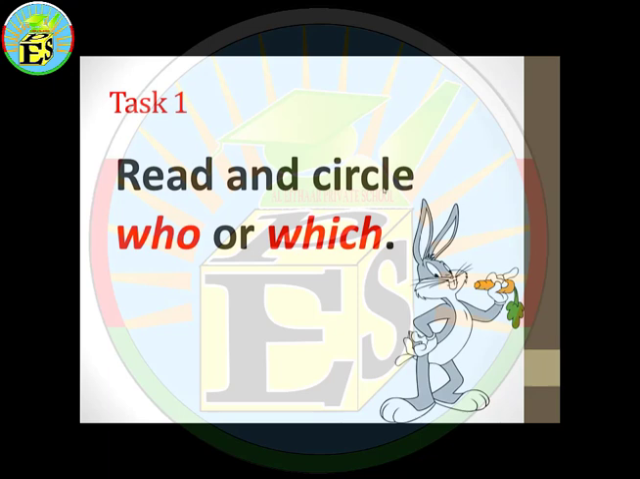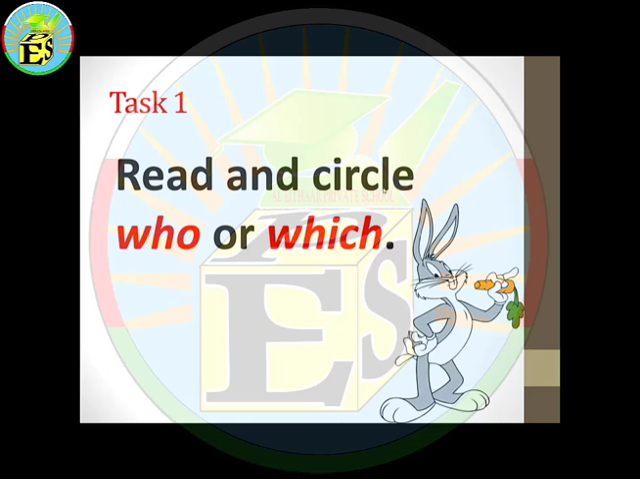Let's move to picture number 2. These are the shoes. Who or which got wet in the rain? In this sentence, we are talking about the shoes. When we talk about things, what is the relative pronoun that we have to use? Picture number 3. This is the cup who or which broke. We're talking about the cup, and the cup is a thing.